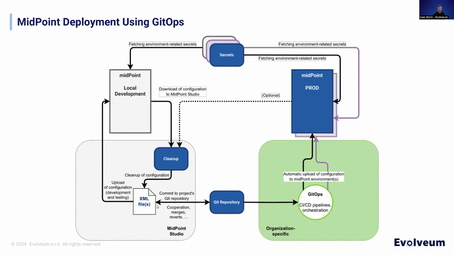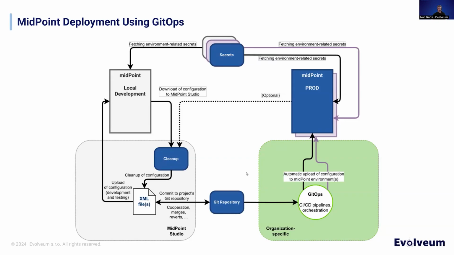So if you put these XML files to Git, you have everything that is supported by Git, like branches and merging and cooperation of multiple team members and conflict resolution, reverting of previous versions, and so on and so on. And if you have a Git repository and you or your customer has GitOps pipelines configured, then automatic upload of configuration to MidPoint, either production or other, might follow. So this is something which is organization specific, but what we need to do is prepare the configuration and store it in Git.